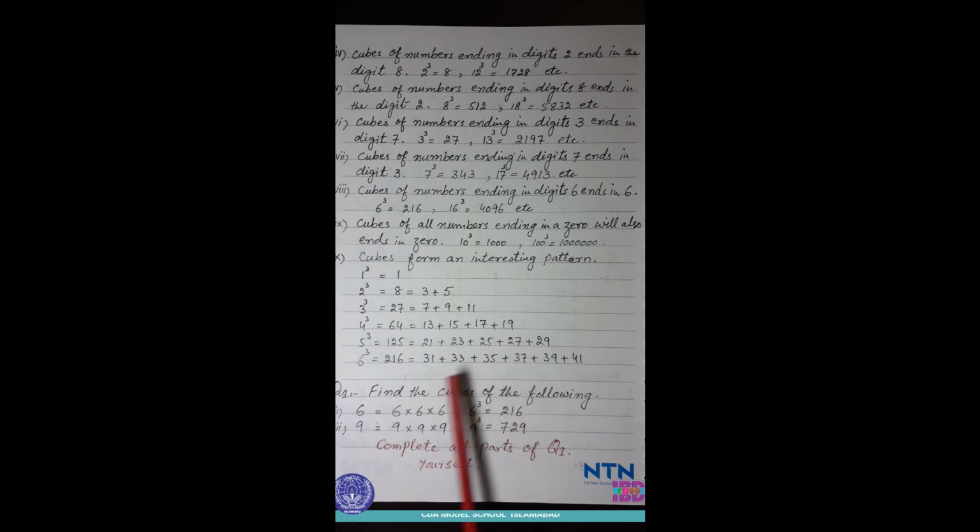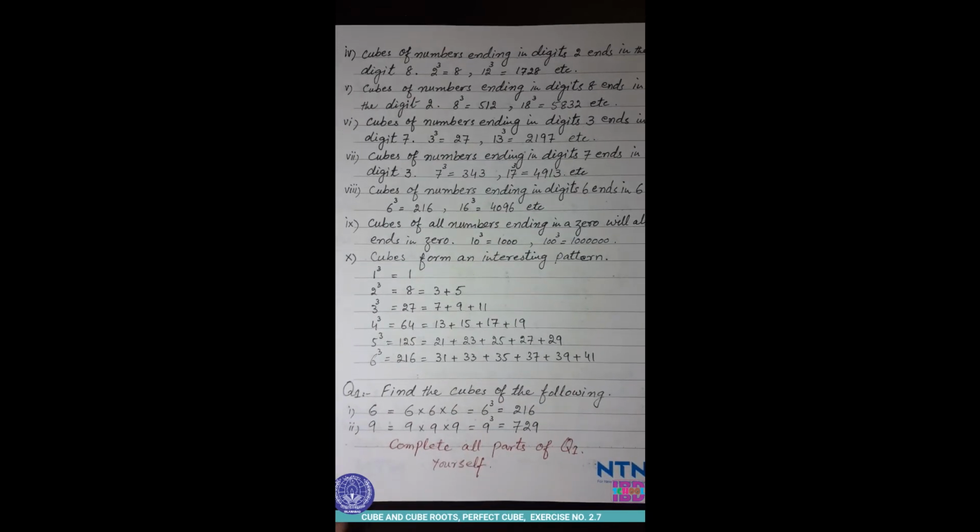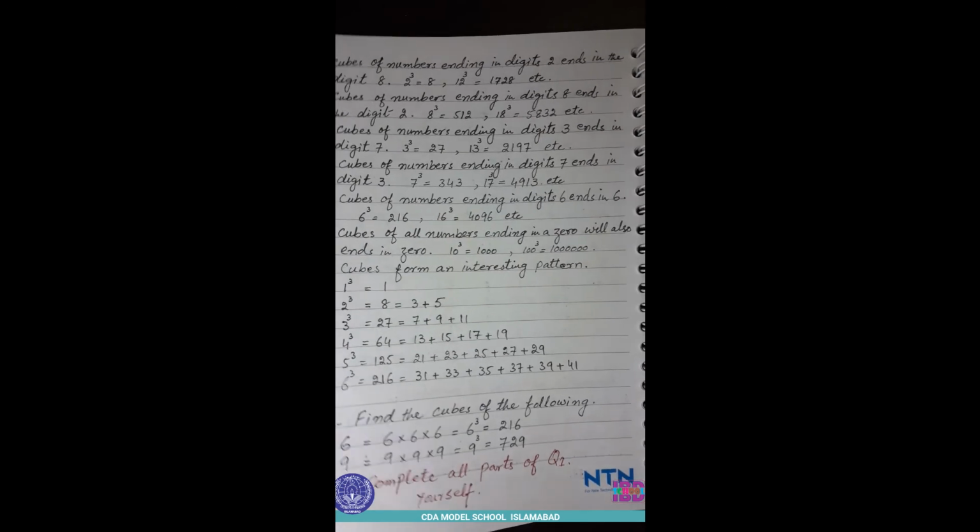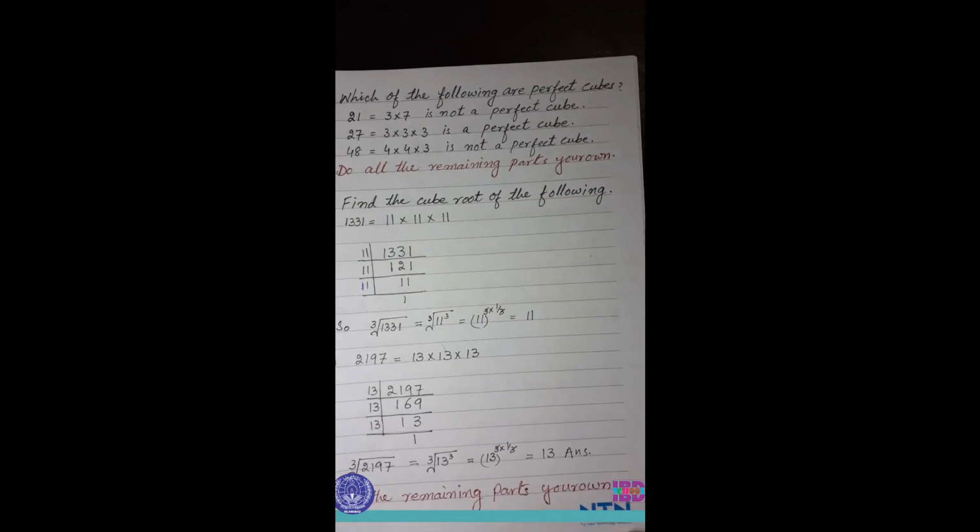Now question number 1 of exercise 2.8. Find the cubes of the following. Part 1. 6 cube is equal to 6 into 6 into 6, which is equal to 216. Part 2. 9 cube is equal to 9 into 9 into 9, which is equal to 729. It is very easy. So please complete all parts of question number 1 yourself.